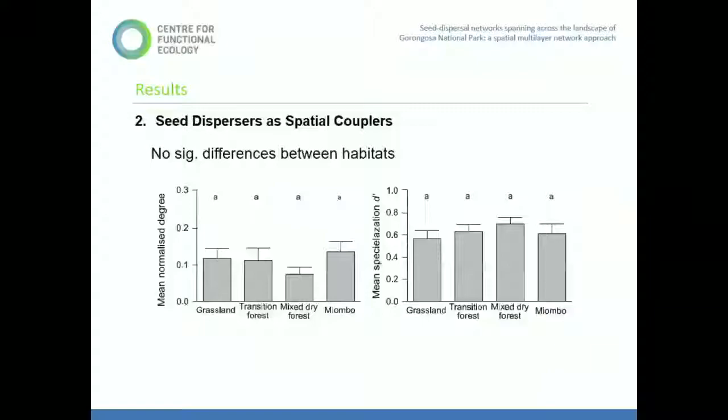Then we went to look at the seed dispersers by themselves. We didn't find any differences in the degree of the species between the different habitats, or in the mean specialization in each of the habitats.